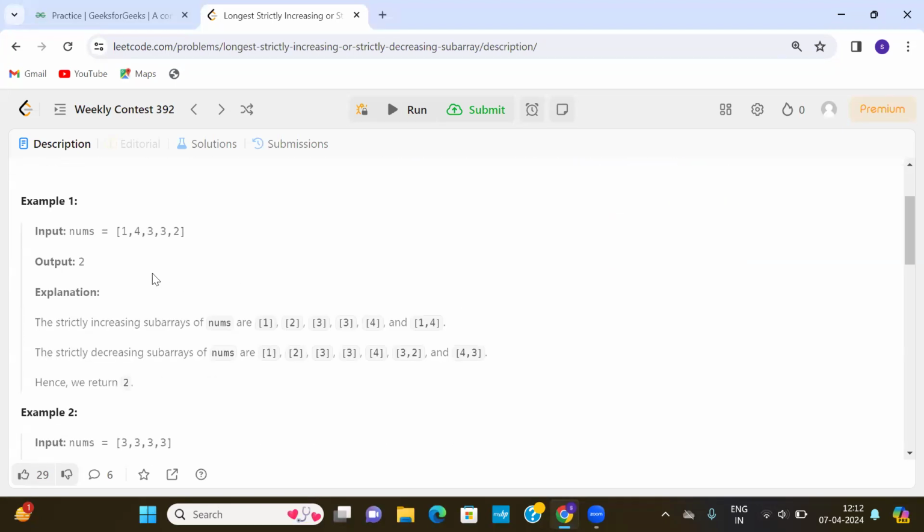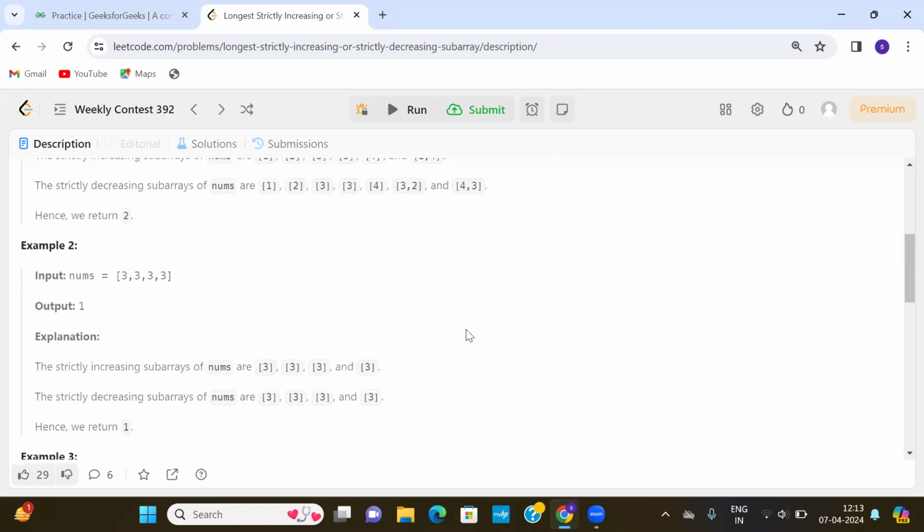So let us see example number 1. 1 4 3 3 2 was given to us. The strictly increasing subarrays possible are only 1, only 2, only 3, only 4, and 1 4. So the maximum length that we can get for an increasing subarray is 2. The maximum length that we can get for a decreasing subarray is also 2. So the longest subarray which is either strictly increasing or strictly decreasing is 2. So we will return 2 in this particular case.